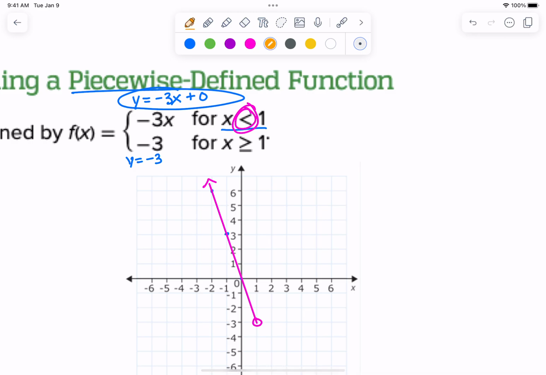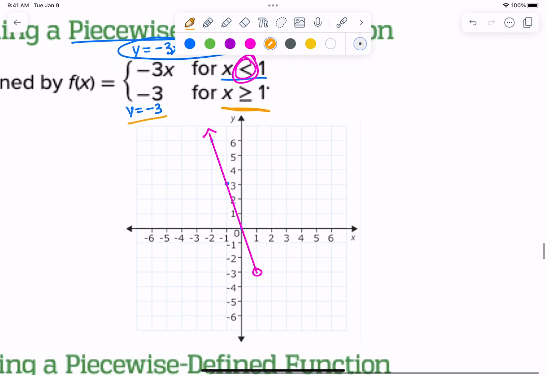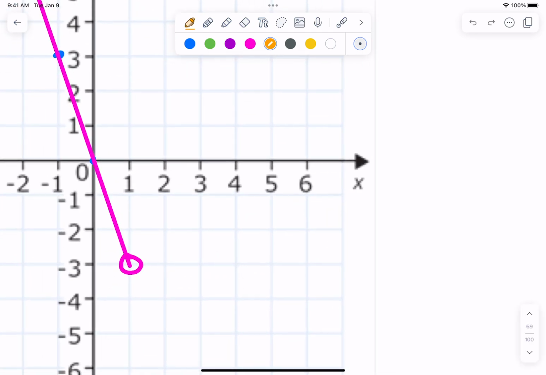Okay. Now on this half, on greater than 1, I'm just at y equals negative 3. So I go to negative 3 right here. This is what y equals negative 3 looks like all the way across there. But I only want him greater than 1. So I'm going to start him at 1, and I'm going to go forever this direction.